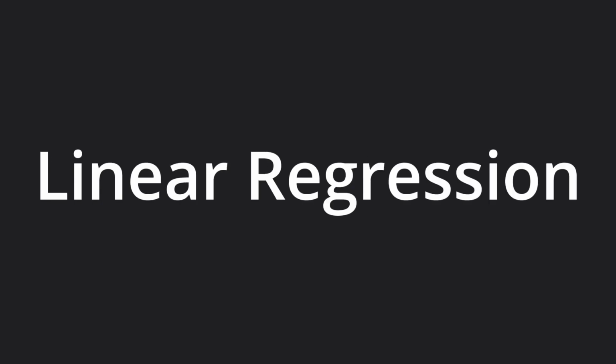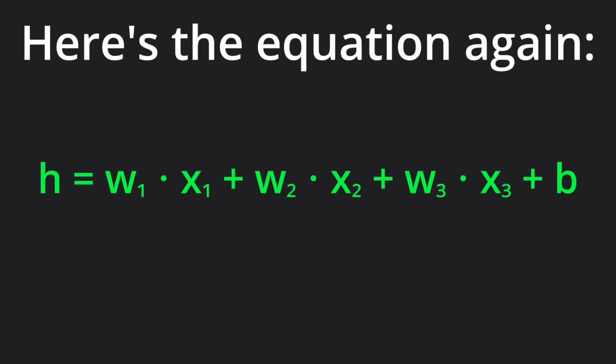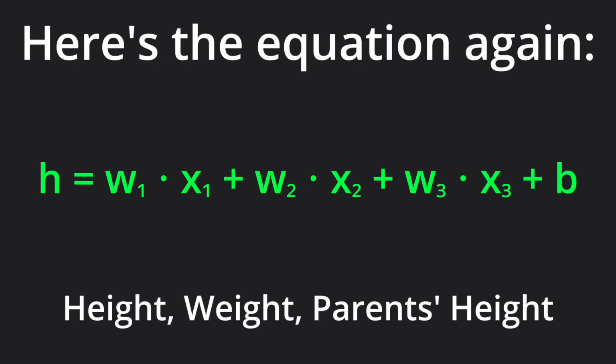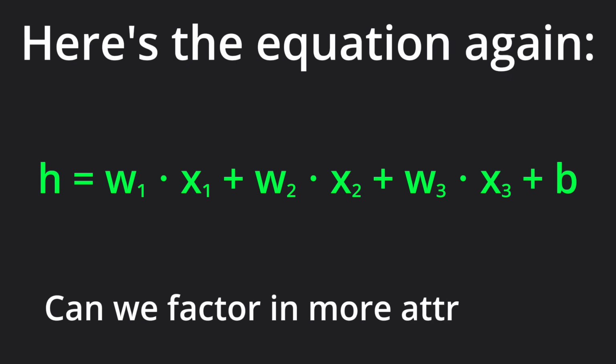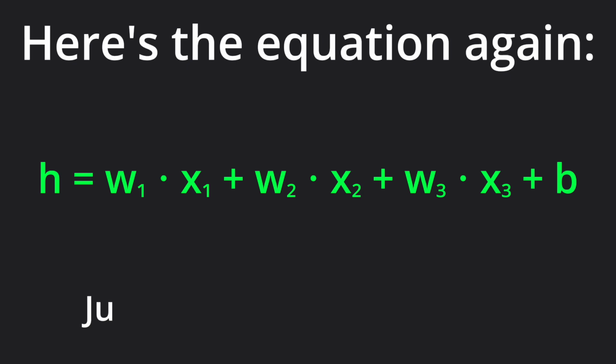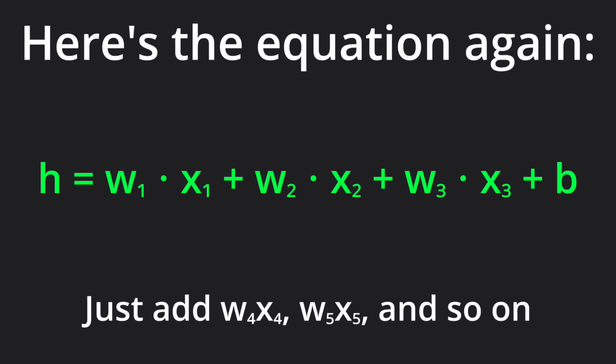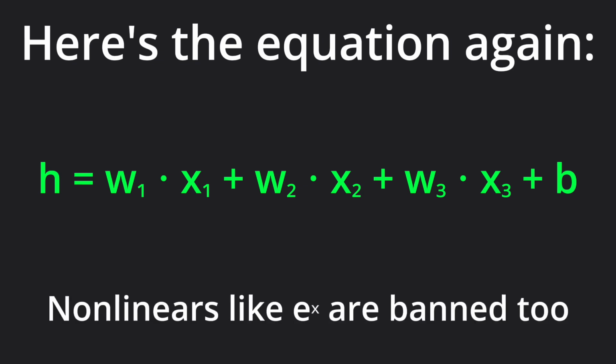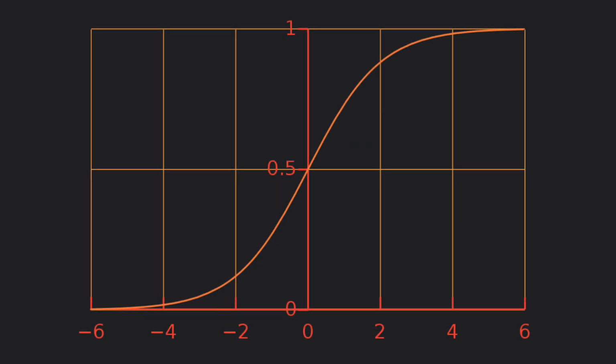The super simple model we talked about earlier actually has a name, linear regression. Here's the equation again. This model factors in 3 pieces of information about the input person, x1, x2, and x3. But if we wanted to factor in more characteristics about someone, we could add more terms. And there is one issue with linear regression though. We can't square or raise to any power any of the inputs. And we also can't use any nonlinear functions, like the sigmoid function.